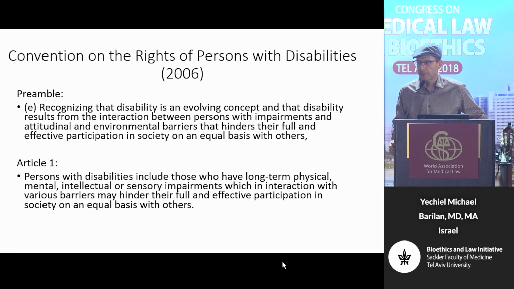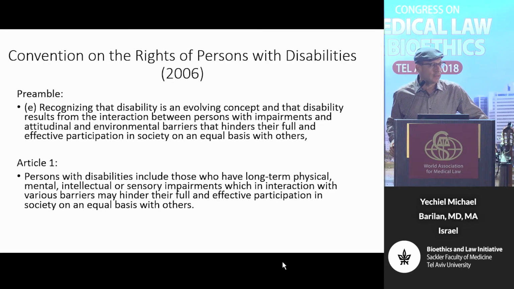And let's take a concrete example. The Convention on the Rights of Persons with Disabilities, human rights law. And if we read the preamble: recognizing that disability is an evolving concept and that disability results from the interaction between persons with impairments and attitudinal and environmental barriers, all this tortuous language tells us nothing about disability.